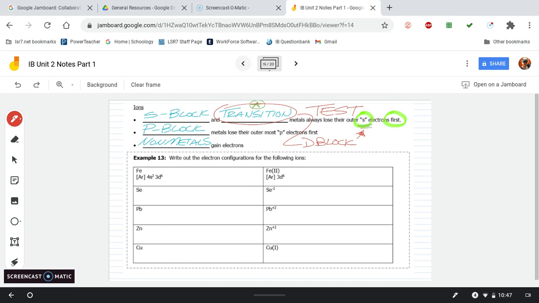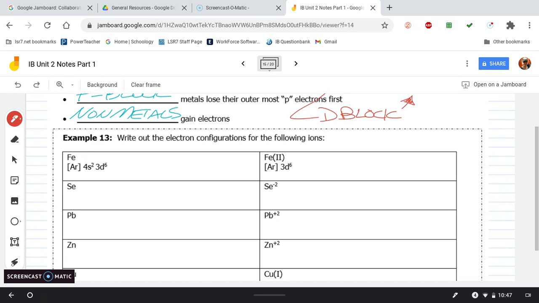Okay, so let's look at this. So normally, iron is argon 4s2 3d6. Okay, but when iron, and you might want to write this down, when iron becomes a +2, which is what that Roman numeral means, right? It means +2. When it becomes a +2, then it lost the 4s2 electrons. Those were lost, and that's how it became a +2.